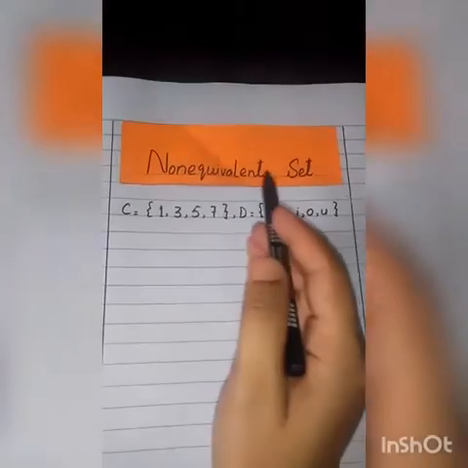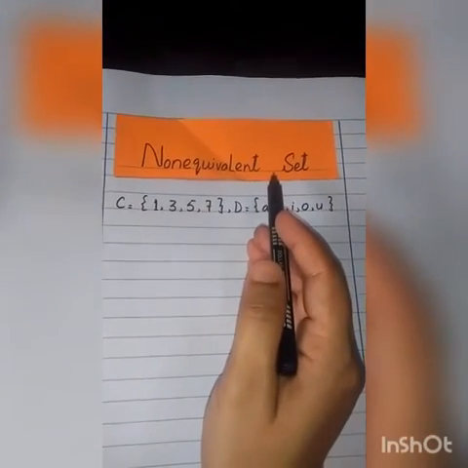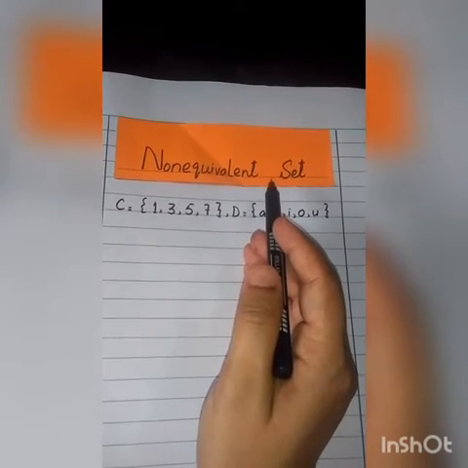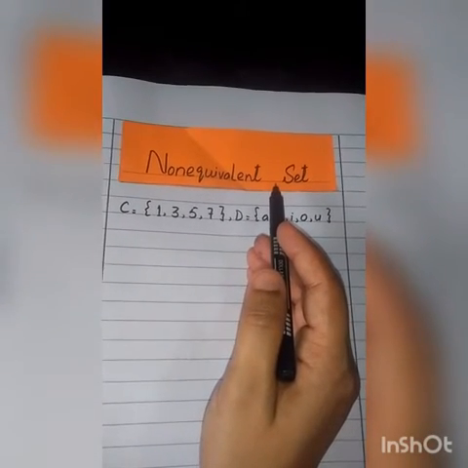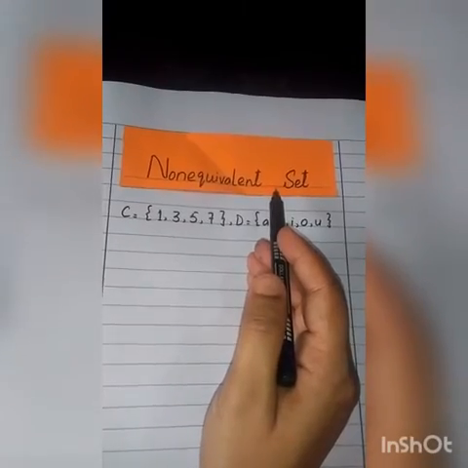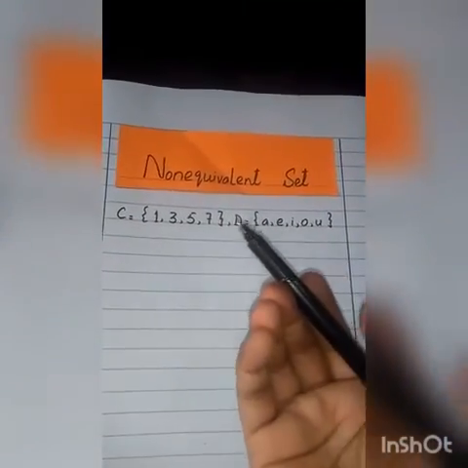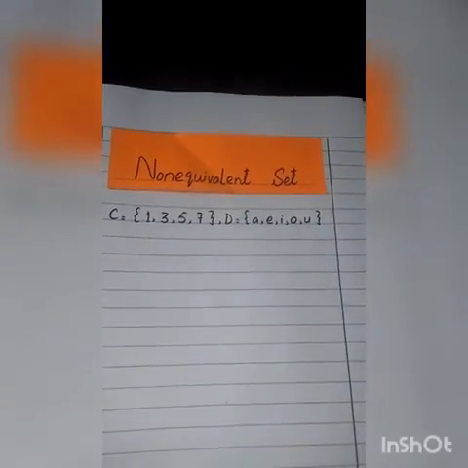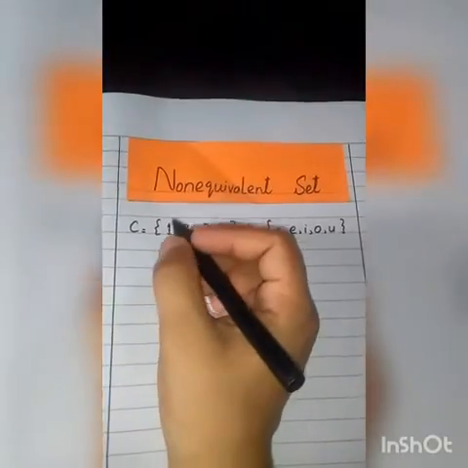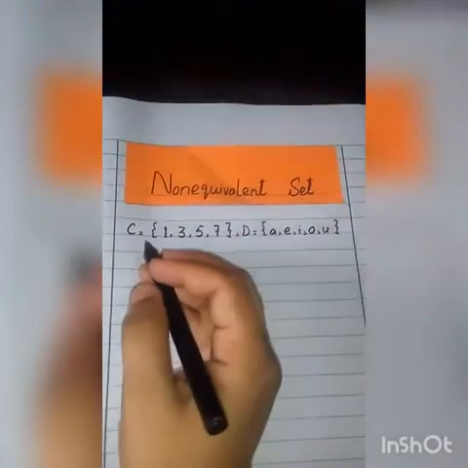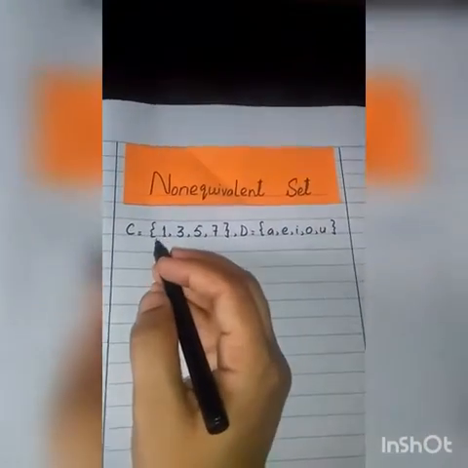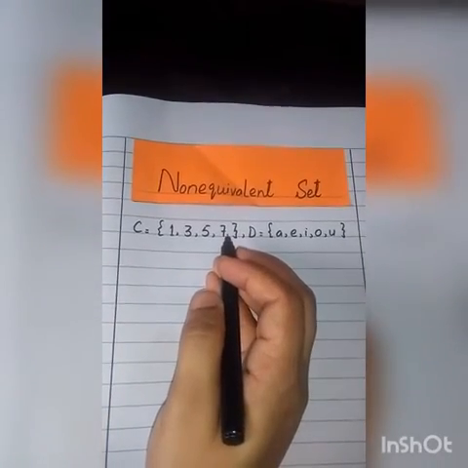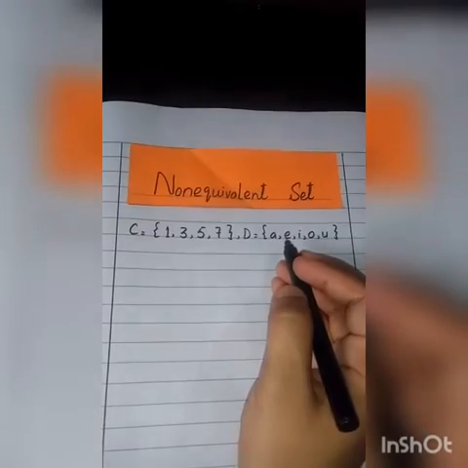Okay students, our fourth set is non-equivalent set. What is non-equivalent set? Two sets are called non-equivalent if one-to-one correspondence cannot be established between them, in which any one element will not establish with the element of the next set. For example, we have two sets, set C and set D. Set C consists of 4 elements 1, 3, 5 and 7, and set D consists of 5 elements A, E, I, O, U.